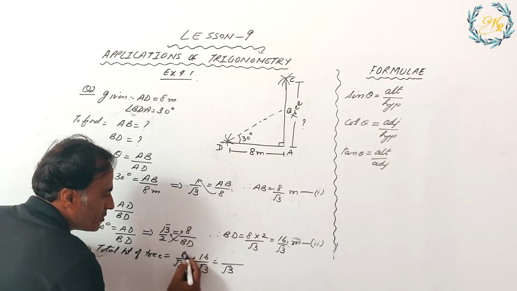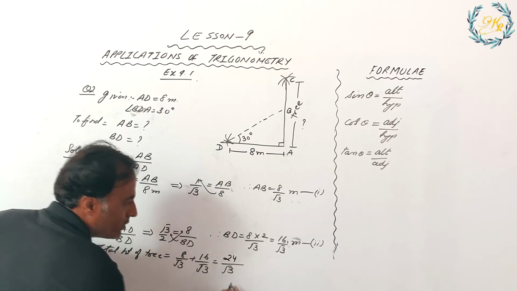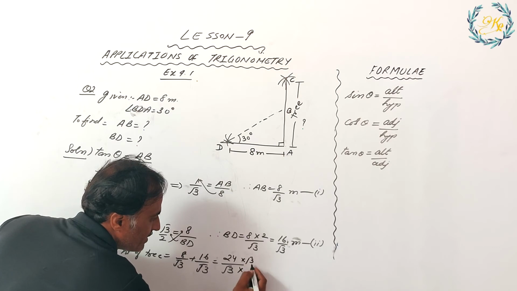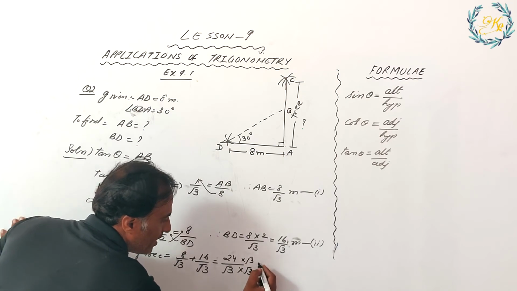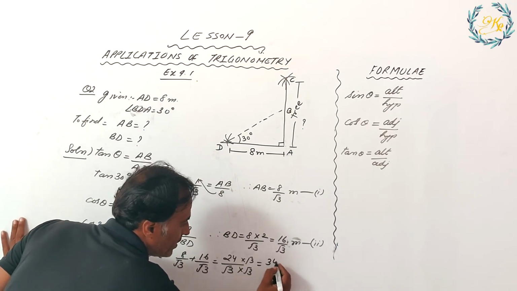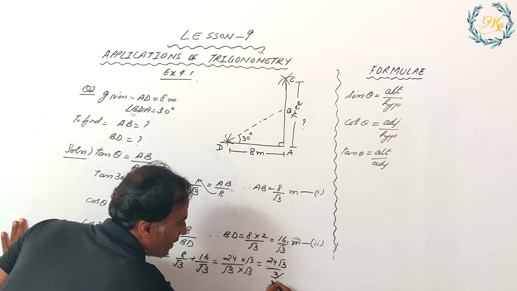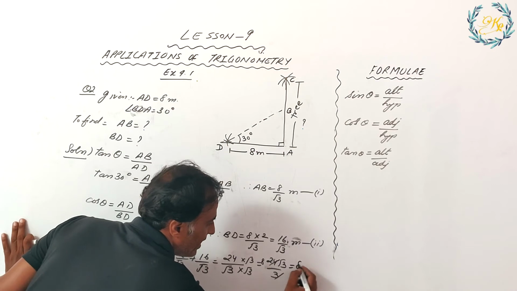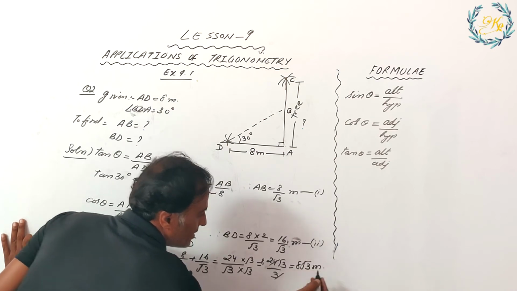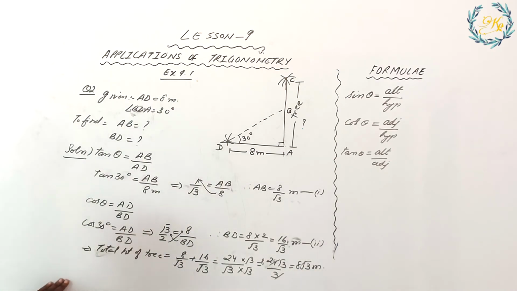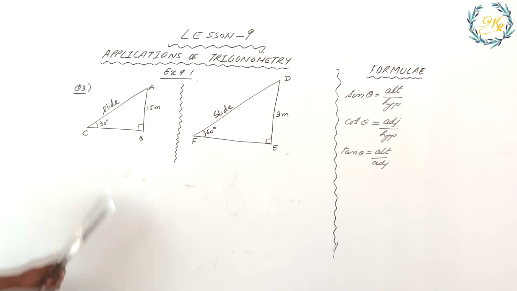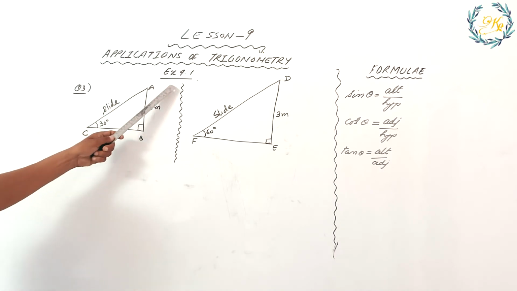I add both the values in the numerator, I get 24 by root 3, and I further rationalize it. 24 root 3 upon root 3 times root 3, so I get 24 root 3 upon 3. On cancelling, I get the answer as 8 root 3 meters. So in the last line, you write the answer as: the total height of the tree is 8 root 3 meters. Okay, now moving to question number 3 of exercise 9.1.